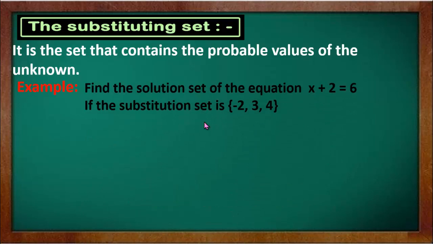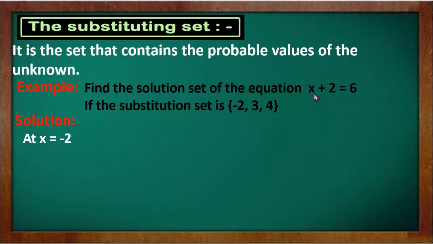Find the solution set of the equation x plus 2 equals 6, if the substitution set is -2, 3, and 4. How can I solve this type of question? First of all, I should know that I must take each element inside the substitution set and put it instead of x and see if it is going to give me the correct answer or not. If it is going to give me the correct answer, then this is the solution of the equation. Let's go and see.